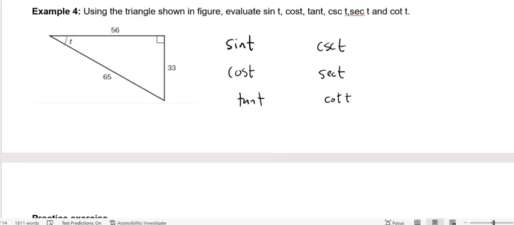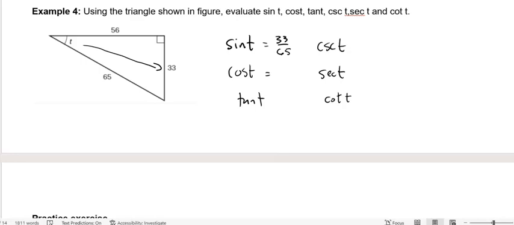All right, the sine is opposite over hypotenuse. Easy, 33/65. So you can be asked to be given that as a fraction or a decimal. A lot of times if you're given integers on your triangle, you just leave it as a fraction. Reduce it if you can. This will not reduce.